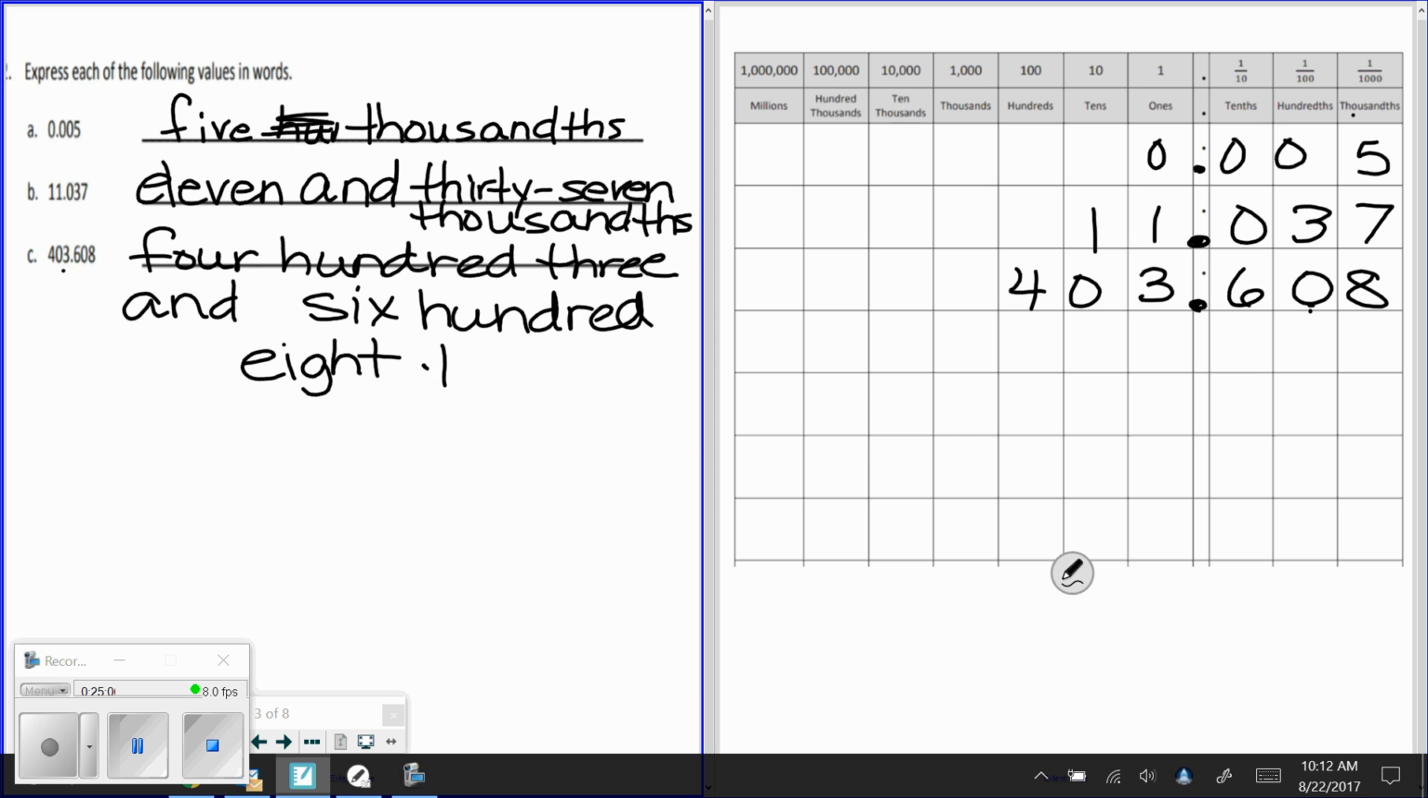Yes, sir? Can you have more than one decimal in a number? No. Because all you're doing is separating your whole units from your fraction units. There's only one decimal.